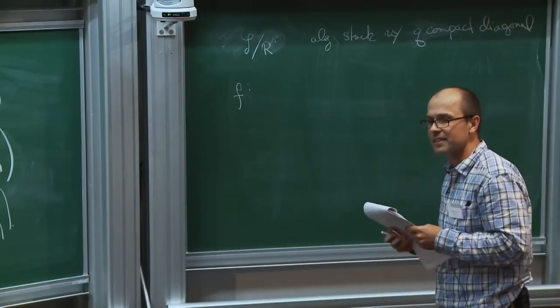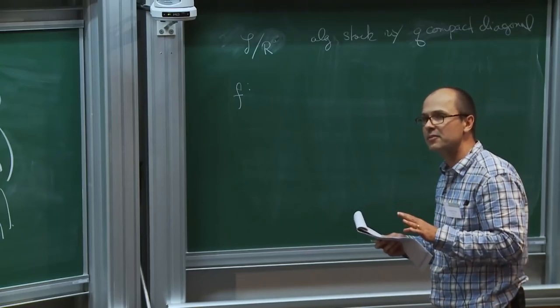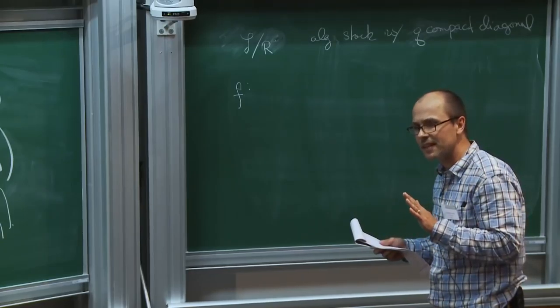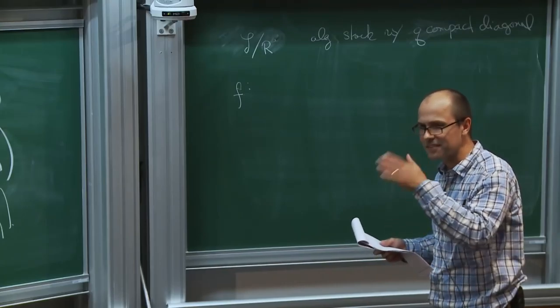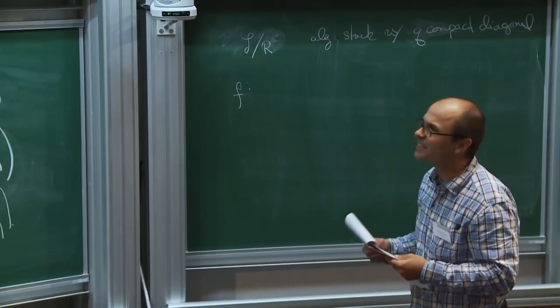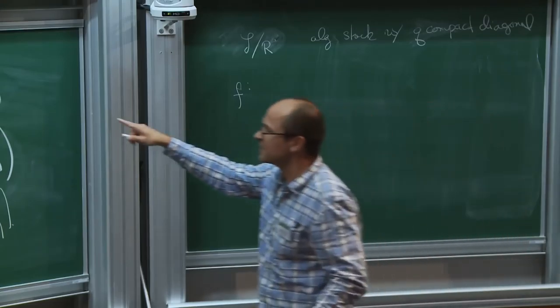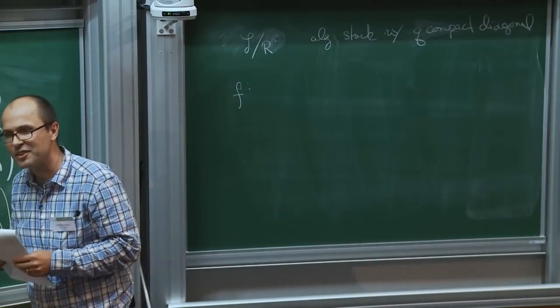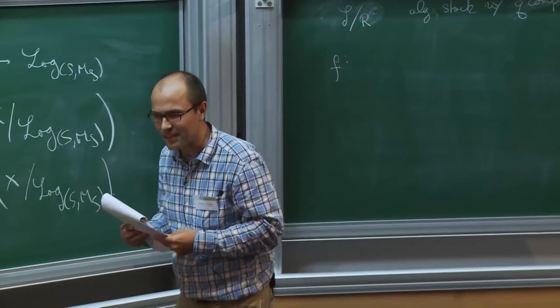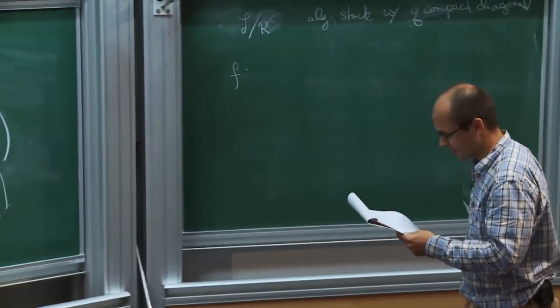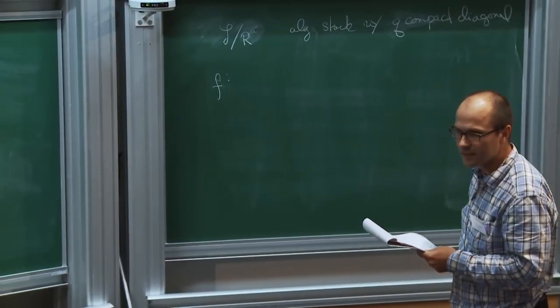Yes, I don't necessarily want the diagonal to be separated, but I want the diagonal to be of finite type. So the diagonal, I think, for this thing here is not separated. Is it quasi-separated? I believe the diagonal is quasi-separated. Of course, it's finite type because we are working.